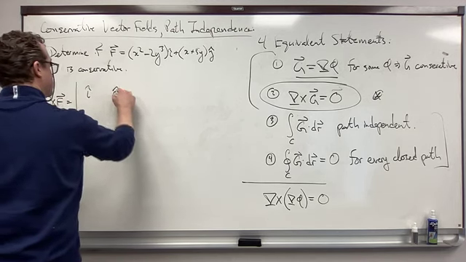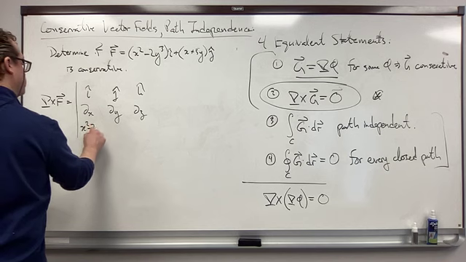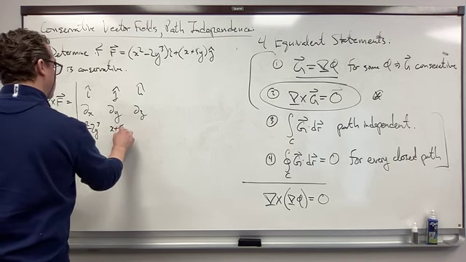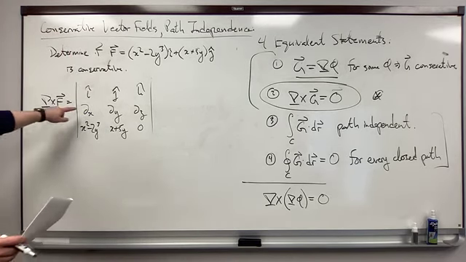i, j. Okay, we'll talk about this. ∂x, ∂y, ∂z. And then we have x squared minus 2y cubed. Then we have x plus 5y and 0. Okay, a couple things. What is this notation here?